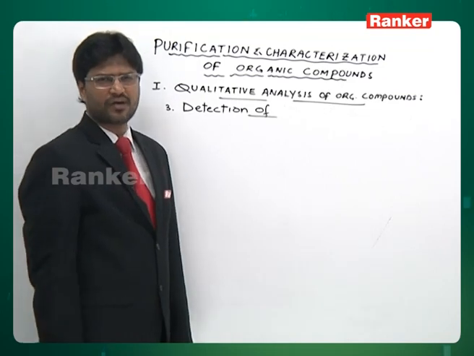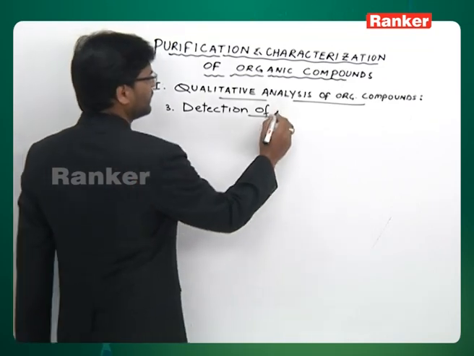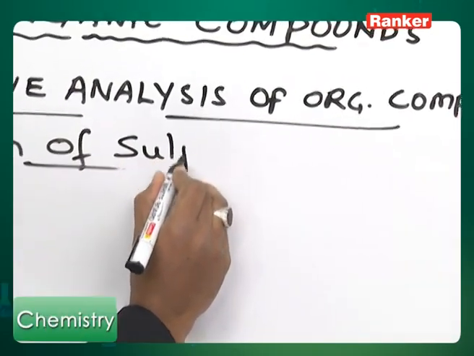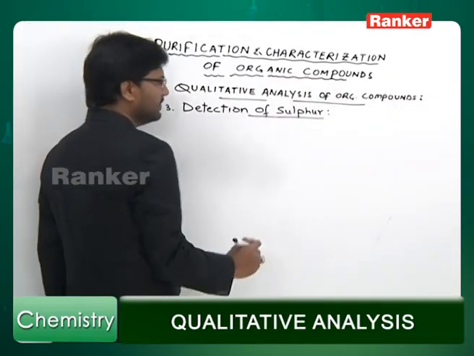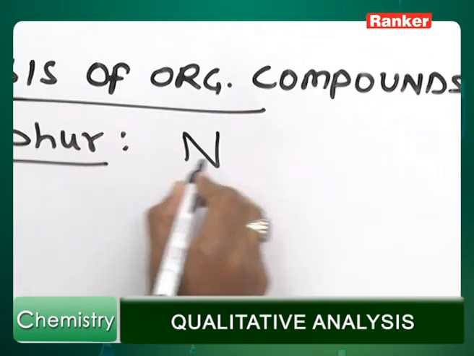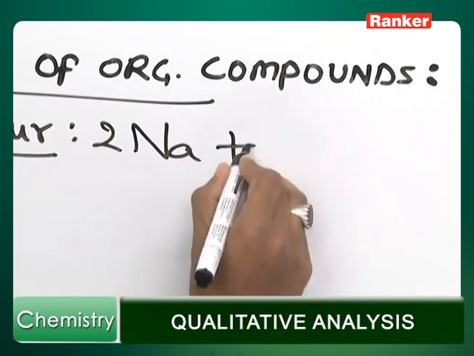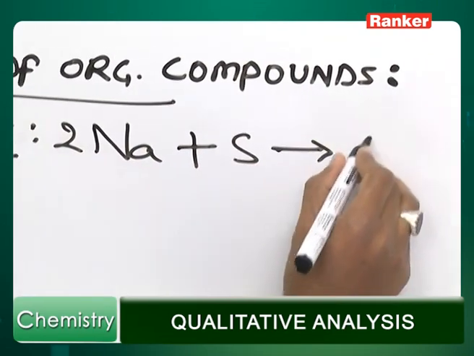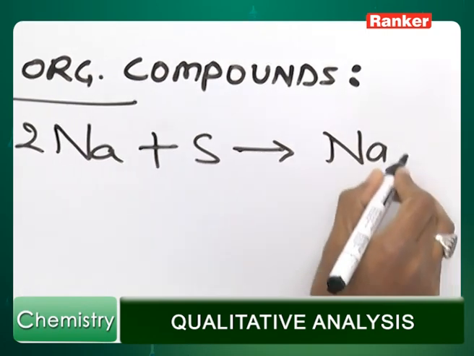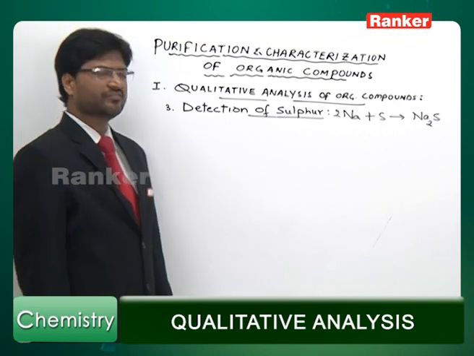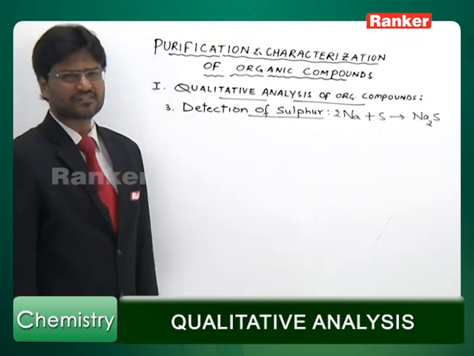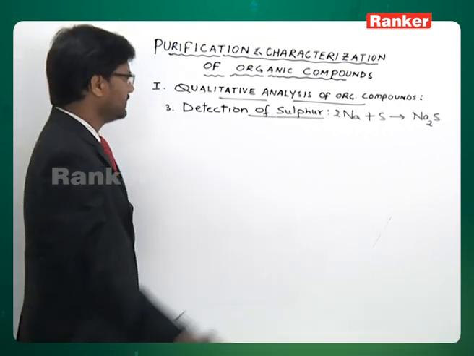Let us now discuss detection of sulfur in the organic compound. Sulfur. See, the reaction which is supposed to take place during fusion is, if sulfur is present in the organic compound, then it is supposed to transform into Na2S. Now, it is just a matter of testing the presence of sulfide in the extract.